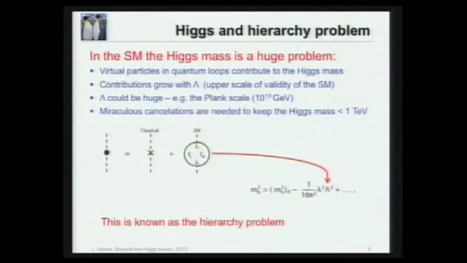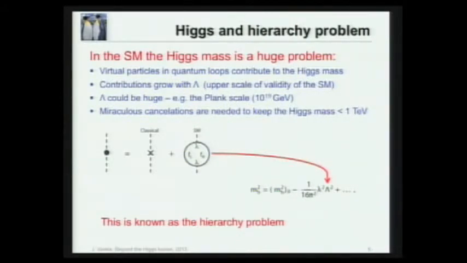This lambda, if there is nothing else than the Standard Model, can be as high as the Planck scale, that is 10^19 GeV. Because the Planck scale is, say, a limit, the scale at which gravity starts to play. So we know that at least at that level, when gravity starts to play a role at the level of these microparticles, something in the theory should happen to describe gravity.